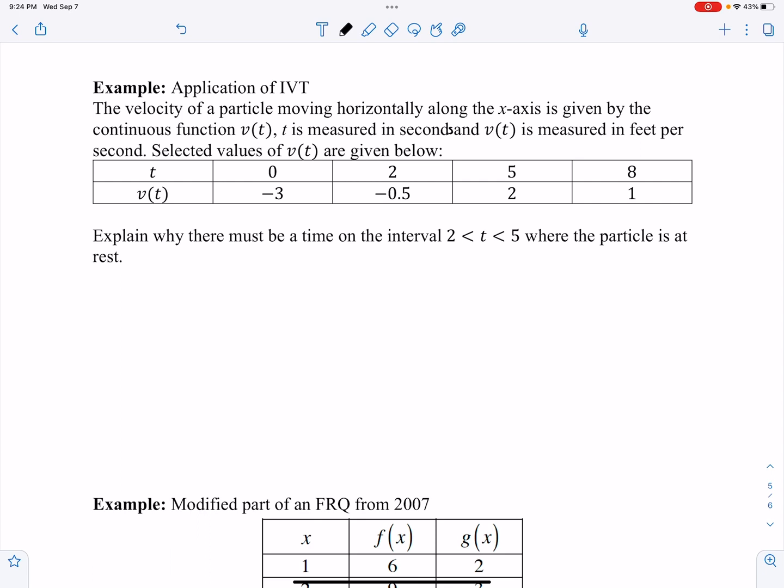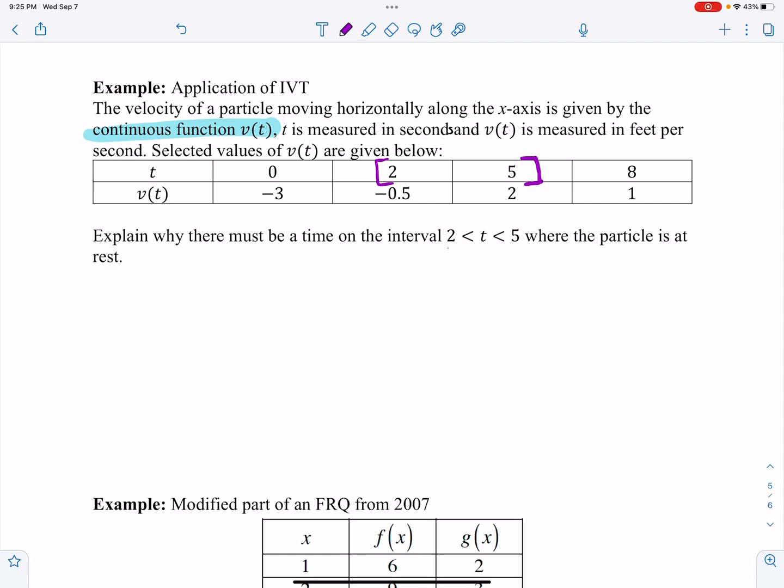Okay, so v of t represents the velocity of the particle. The positive or negative velocities indicate direction, remember, because velocity is a vector quantity that has both magnitude and direction. So those are 4 different velocities at specific times that have just been chosen. So we want to explain why there must be a time on the interval from 2 to 5 where the particle is at rest. So between 2 and 5. Now, the velocity of the particle is a continuous function. Okay, so we're thinking about the closed interval from 2 to 5.